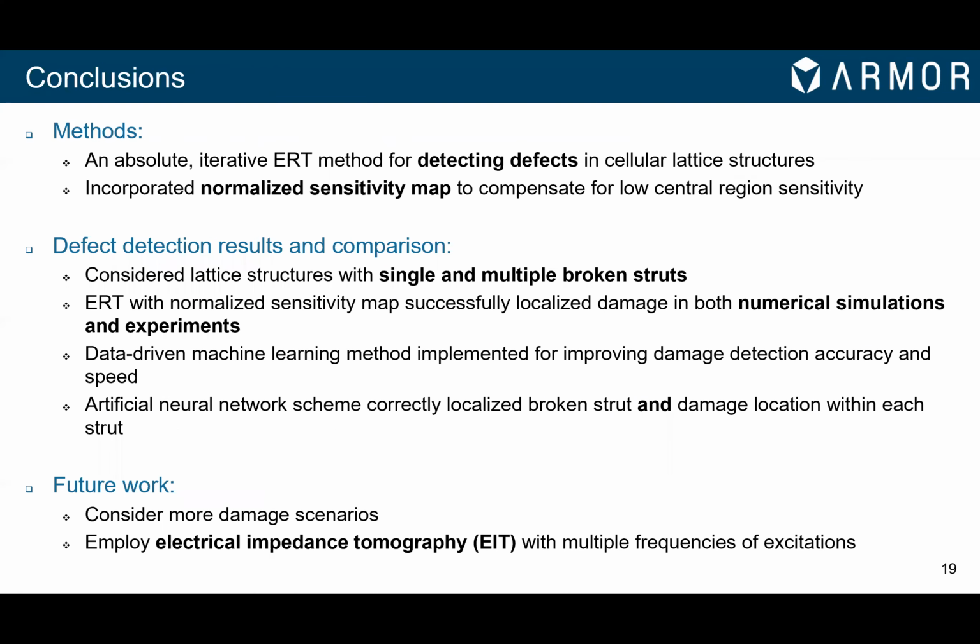So in conclusion, today I presented to you essentially 2 approaches to solving this 3D ERT problem for localizing defects in cellular lattice structures, where the first case utilized a model-based ERT method that incorporated a normalized sensitivity map to enhance damage detection performance. And in the second case, using a data-driven approach, specifically 2 artificial neural networks to not only localize which strut has broken, but also specifically where that damage is within each strut.